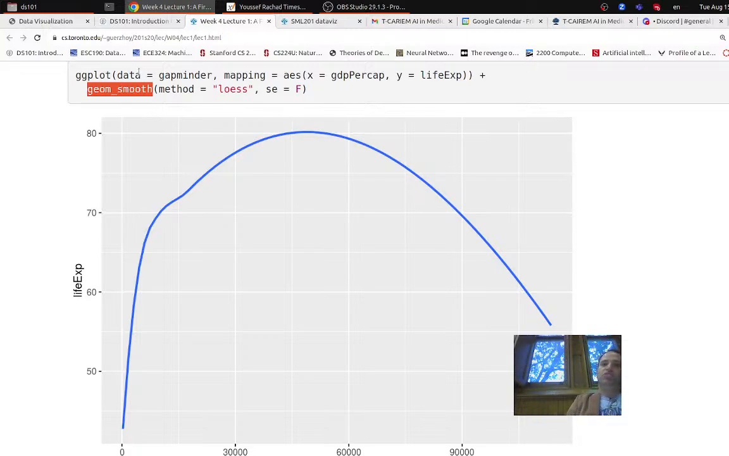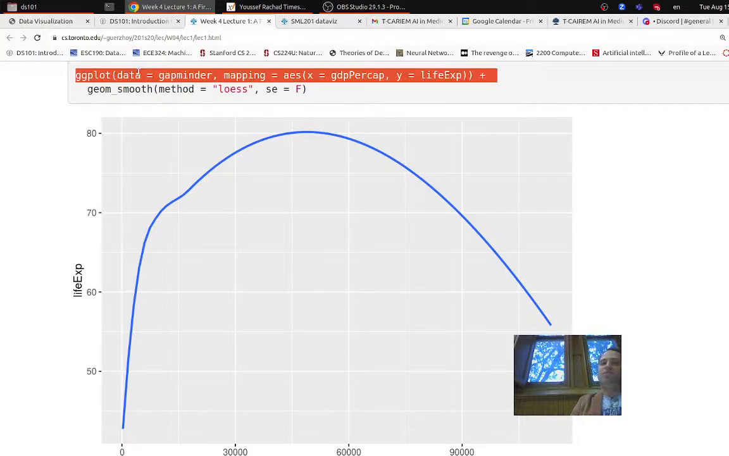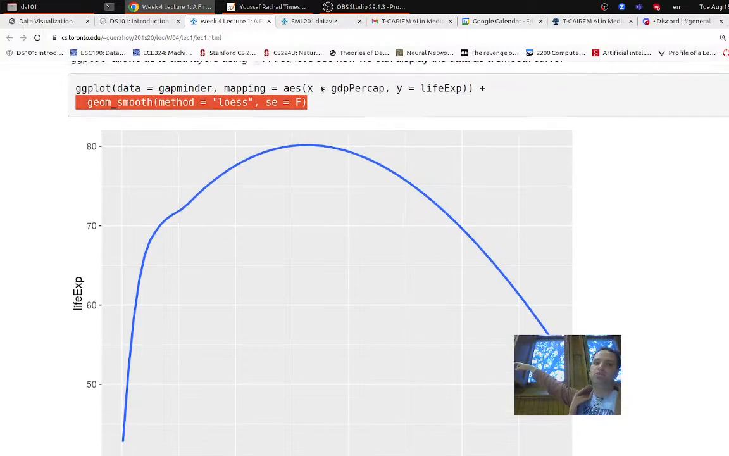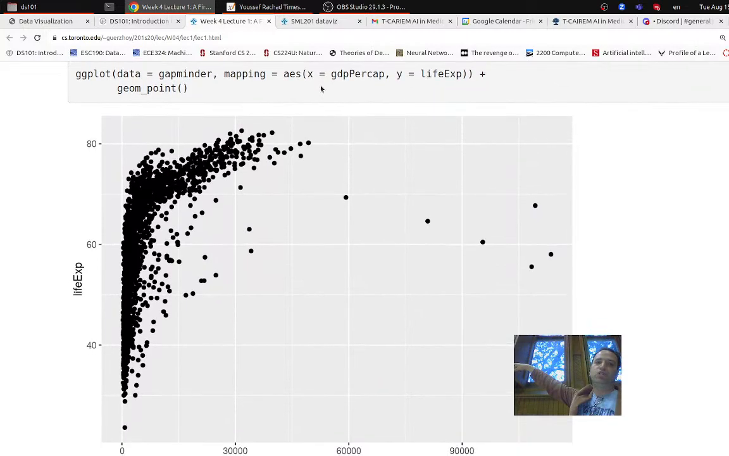Right. So here, this is the same. We are working with the same data frame, same columns for x and y, and then the difference is here we're saying display it as a smooth line, and then here we're saying display it as a scatter plot.